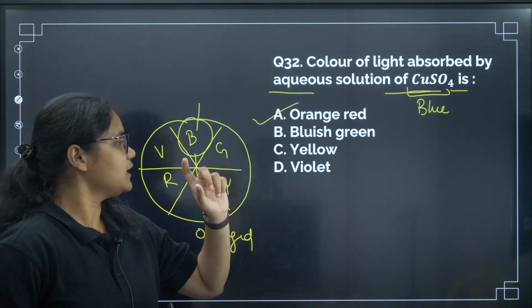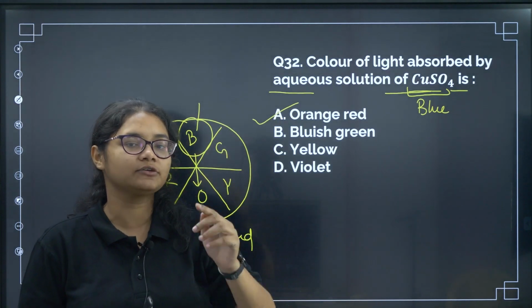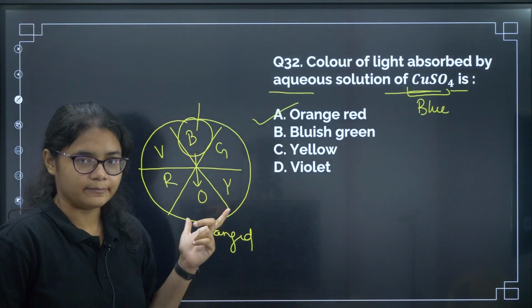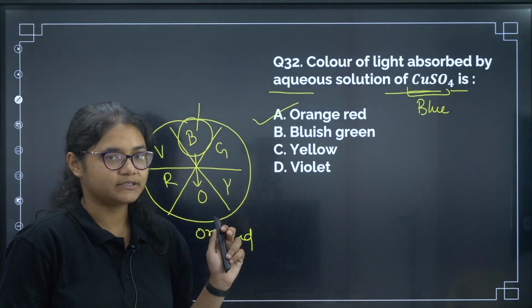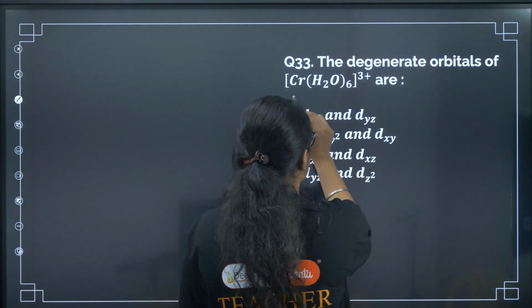So once again I'm telling, if the compound appears to be blue, it must have absorbed the radiation of its complementary color. So here the complementary color is orange and red, right? So the correct answer for this question is option A. Easy one. Next, degenerate orbitals for this one.